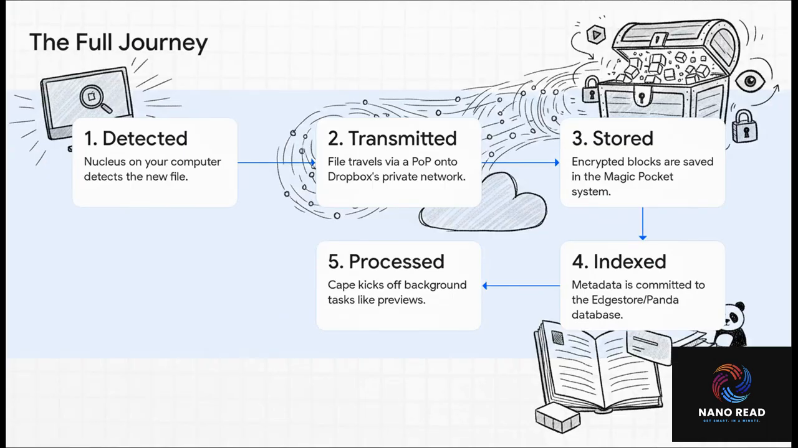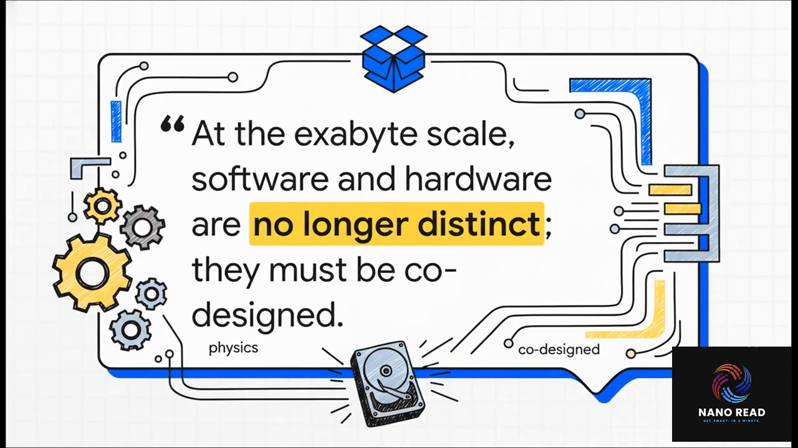Step 1, our file is detected by Nucleus on your computer. Step 2, it's transmitted at high speed across Dropbox's private network. Step 3, it's stored for the long haul in Magic Pocket. Step 4, its info is indexed by EdgeStore. And step 5, it's processed by CAPE, kicking off that whole ripple effect. Every single step is handled by a custom-built system designed to solve a very specific problem at a scale that's almost impossible to comprehend. And this really brings us to the core lesson, the fundamental philosophy of how Dropbox operates.